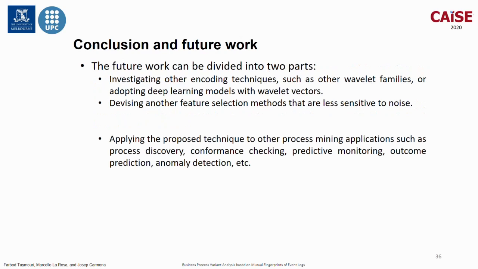The future work can be divided broadly into two parts. On the one hand, one can fundamentally investigate other encoding techniques, such as other wavelet families, or mixing the current approach with deep learning models to learn a better representation of the input traces. Also, one can propose another feature selection mechanism that is less sensitive to noise. On the other hand, one can easily apply the presented technique to other process mining applications such as conformance checking, process discovery, predictive monitoring, and outcome prediction.